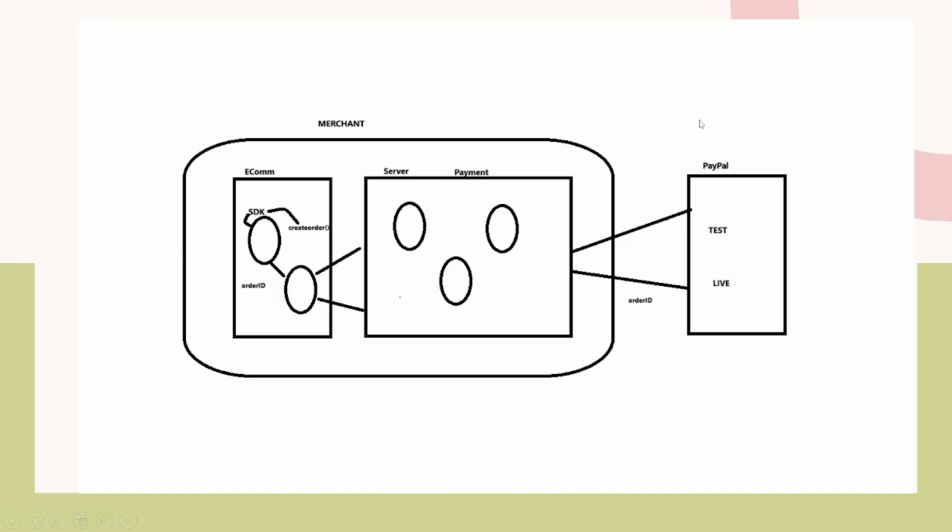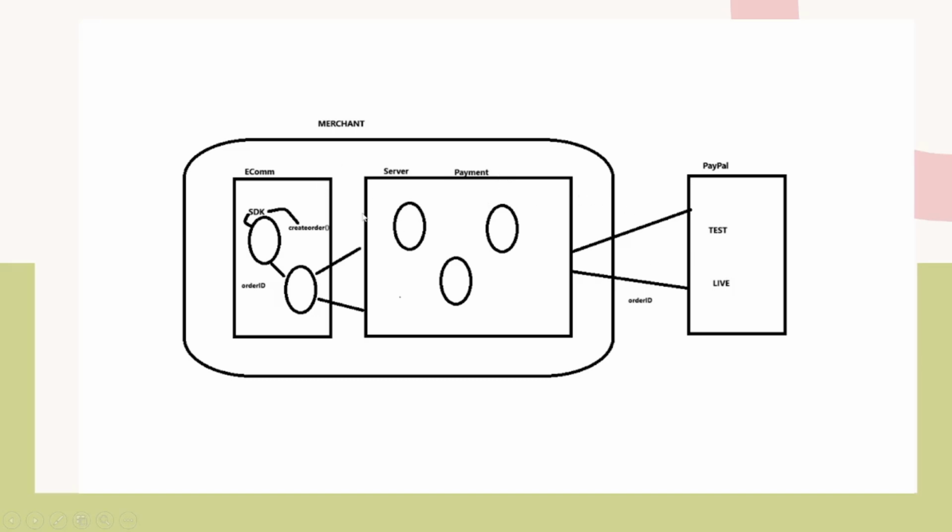As in the previous video, we have seen this diagram. In this diagram, the merchant side is what we build. It's our project. And PayPal is an external system. In this project, we interact with external systems or third-party apps like PayPal and connect them with our system to do payment services.